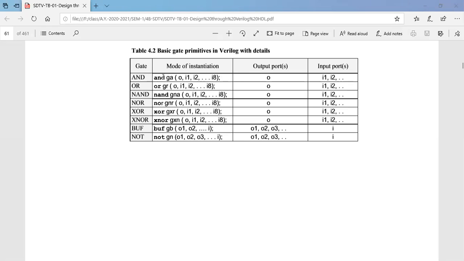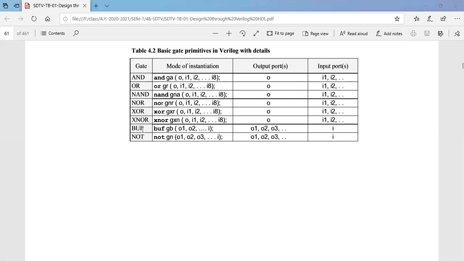So these are the general gates you can see: AND gate, OR gate, NAND gate, NOR gate, XOR and XNOR. They all have inputs. We can have n number of inputs for them, and the maximum value given to n depends upon the compiler, right? But we will have only one output.